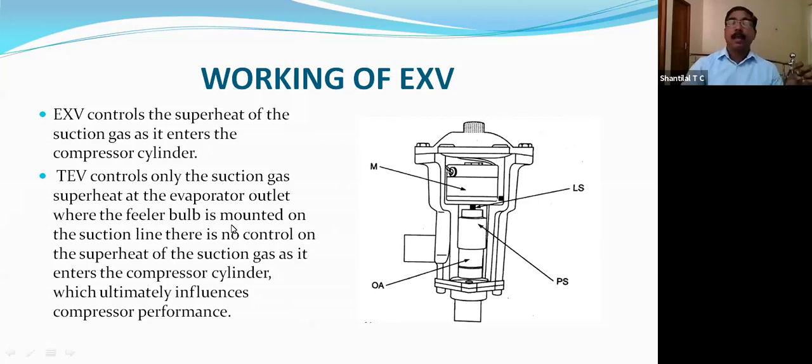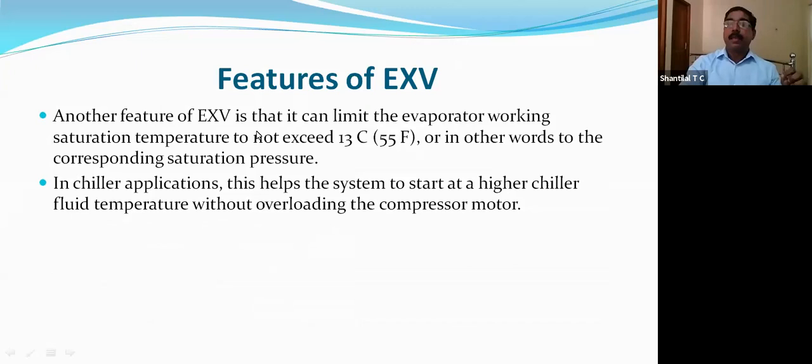Another feature of the electronic expansion valve is that it can limit the evaporator working saturation temperature to not exceed 13 degrees centigrade, or in other words, the corresponding saturation pressure. In chiller application, this helps the system to start at a higher chiller fluid temperature without overloading the compressor motor.